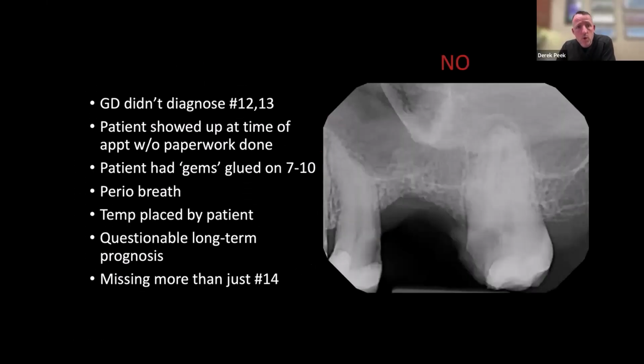Versus this one, where the general dentist failed to diagnose 12 and 13. I'm kind of big on, yeah, this tooth hurts, but if these teeth are also hurting, you want to fix everybody's problem. And if you can fix everybody's problem, fix it. The perio wasn't the best. This patient had also glued their own gems on their front teeth. So there's kind of a lot going on.